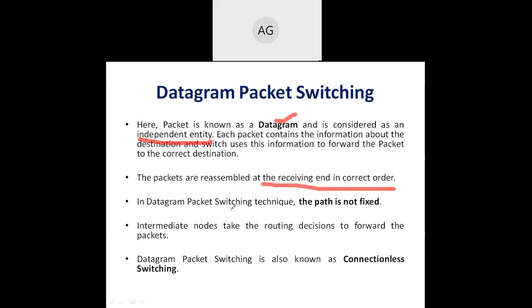So in the datagram packet switching technique, the path is not fixed. The path which the packet takes is not fixed, so every packet can take any path. Intermediate nodes take the routing decisions to forward the packets. As we see in the diagram, the intermediate nodes like S1, S2, S3 are choosing the path or the route for the packet through routing decisions.